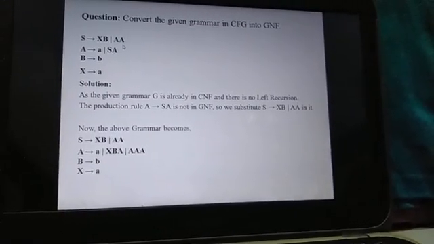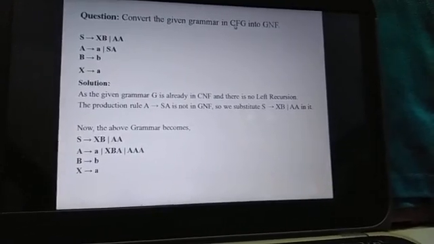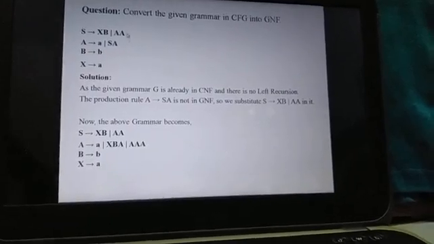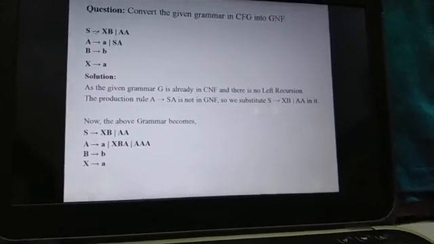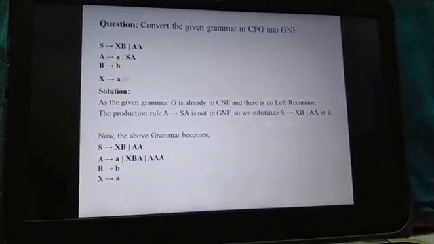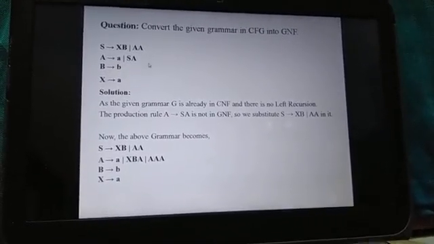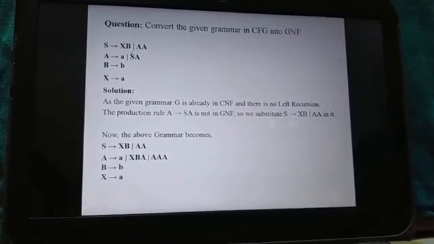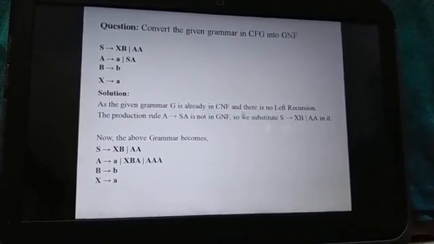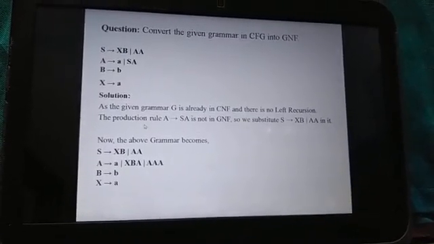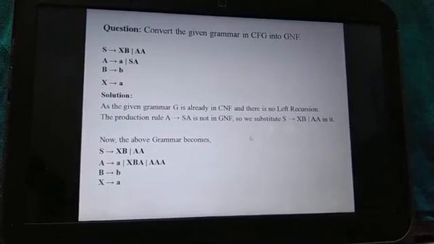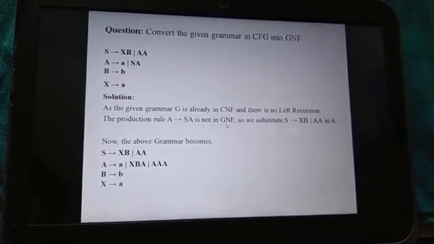Now we solve the context-free grammar into Greibach normal form. Suppose a grammar is given, so we first need to consider whether this grammar is already in Chomsky normal form or not. As we can see, this grammar is already in Chomsky normal form and there is no left recursion. So the production rule A produces SA, we check and it is not in Greibach normal form.